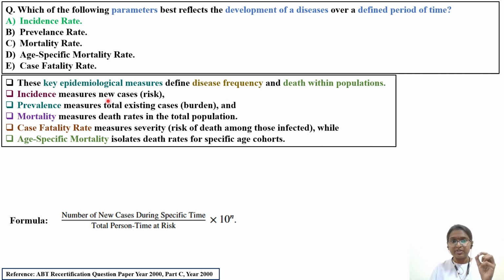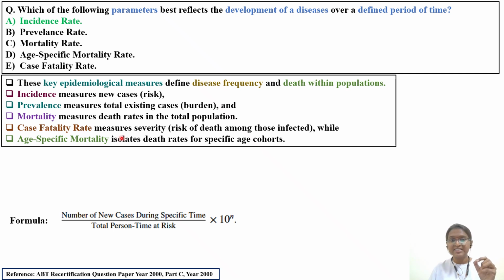So incidence will measure new cases. If there are any new outbreaks, you can get it from incidence. Incidence rate will give that one. Coming to prevalence rate, it measures total existing cases, both past and present, that is the burden. Okay, I will give you the formula also. Mortality rate measures death rates in total population.